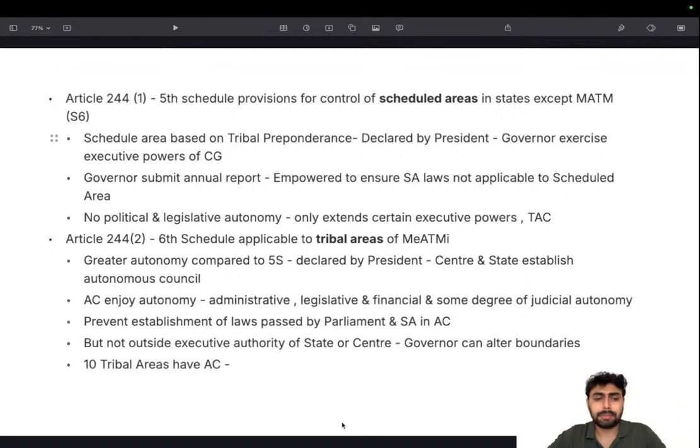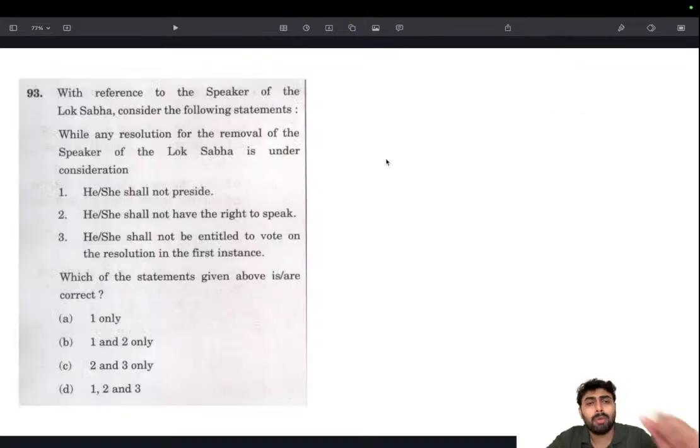There are 10 tribal areas that have autonomous councils. It's better to identify the names and their location. For example, Dima Hasao in Assam, the Tripura Autonomous District Council, things like that. It's very easy to remember. The names are not that difficult. So try to remember that. Only 10 names are there, and remember the name of the Autonomous Council and the state which it is in. So moving on, next question.